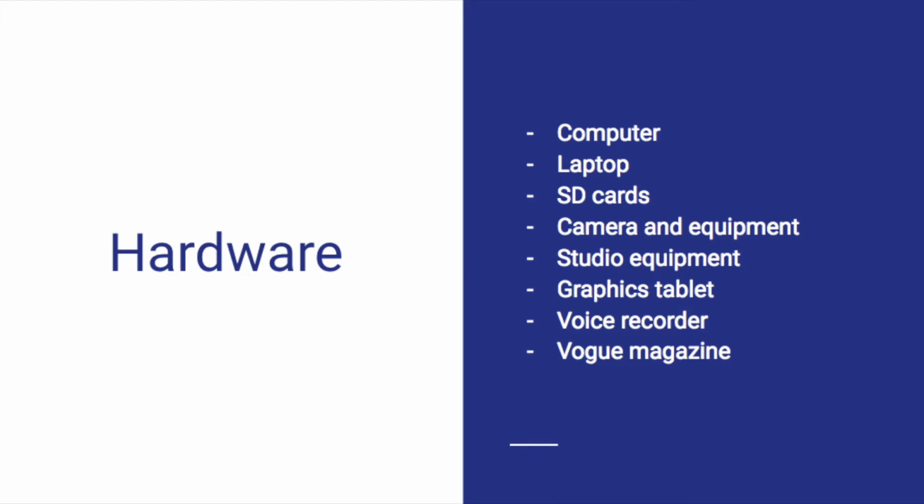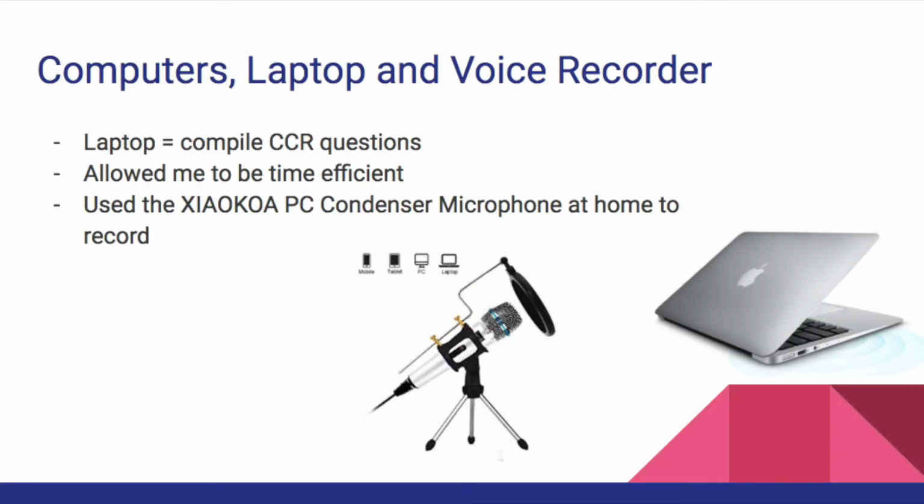Moving on to hardware, I used the following technologies: computer, a laptop, SD cards, a camera and its equipment, studio equipment, a graphics tablet, a voice recorder, and a Vogue magazine. I used the school computers when uploading things onto my blog and for Photoshop when I was at school, but when I was at home and needed to do anything on my blog, I used my laptop.